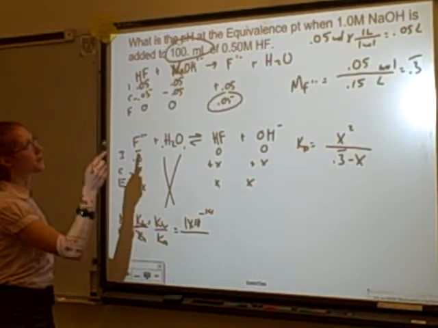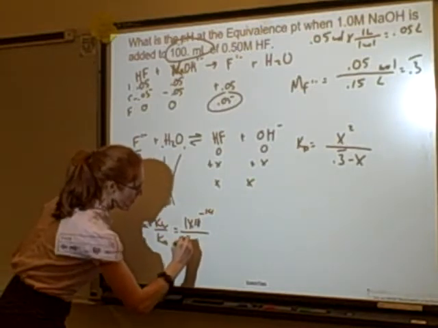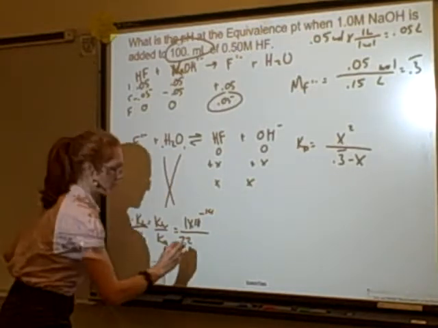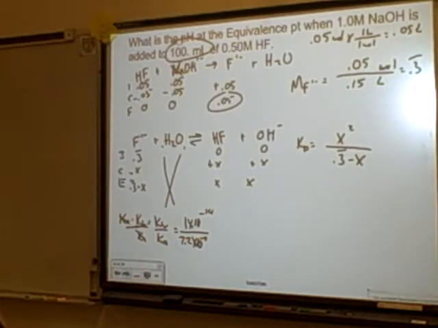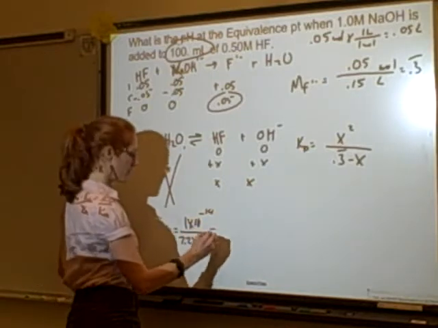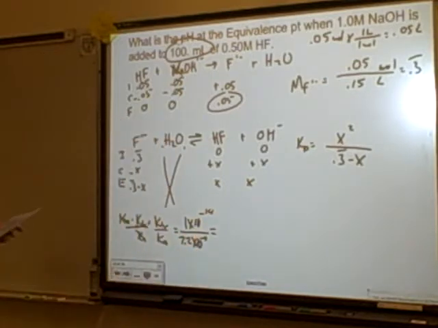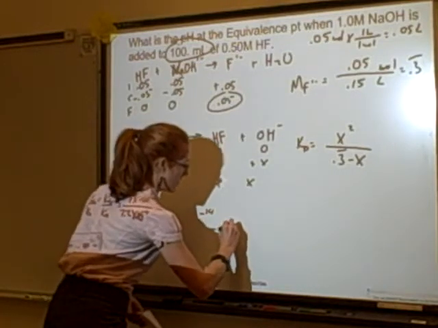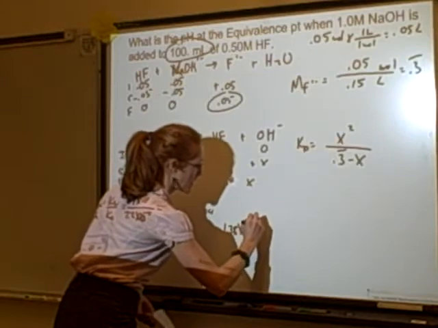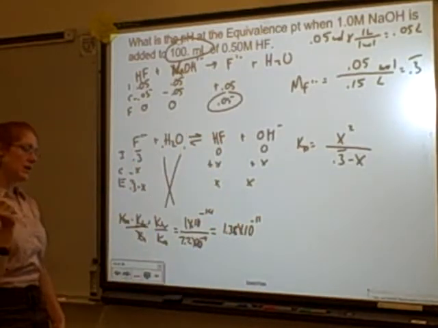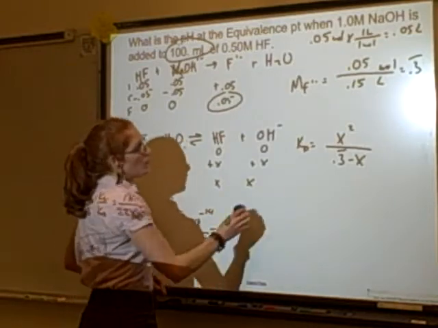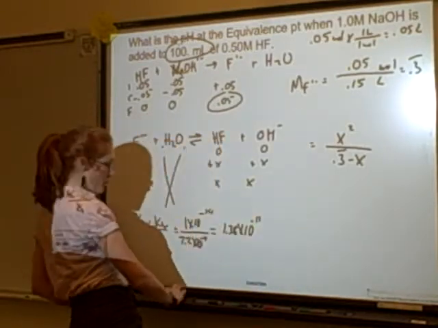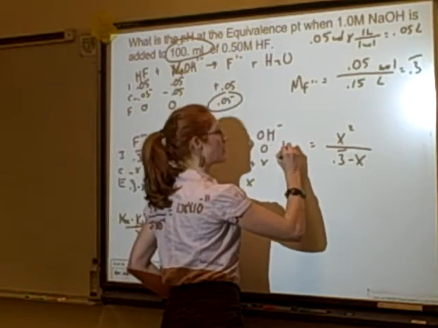The Ka for hydrofluoric acid, it was in the problem before, and it would be on any AP problem. 7.2 times 10 to the negative 4th. They're in your textbook too. You can look them up. So that divided by that, I get my Kb for fluoride. I have 1.38 times 10 to the negative 11th. So now I have a Kb. I'm just going to plug that straight in. 1.38 times 10 to the negative 11.